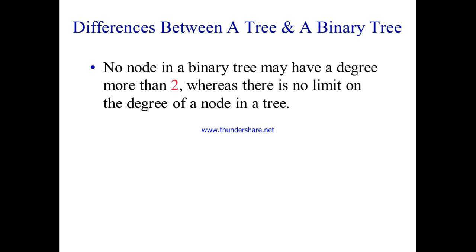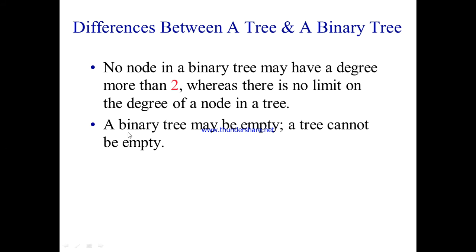So the restriction here is that every node can have a maximum of 2 children. No node should have more than 2 children. That is the main criterion in the difference between a tree and a binary tree. A binary tree can have only 0 or 1 or 2 children, but a tree can have more than 2 children. The next difference is that a binary tree may be empty.